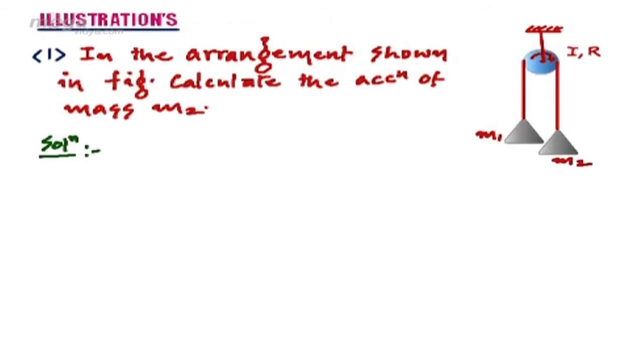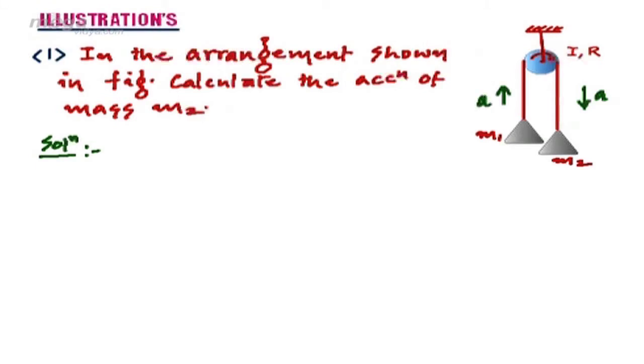In the above figure, a pulley having moment of inertia I and radius r is provided, and two masses m1 and m2 are clamped as shown in figure. We have to calculate the acceleration of mass m2. As clear from the figure that mass m2 is greater than mass m1, so mass m2 is going downward, the acceleration of m2 will be downward, and similarly that of m1 will be upward.